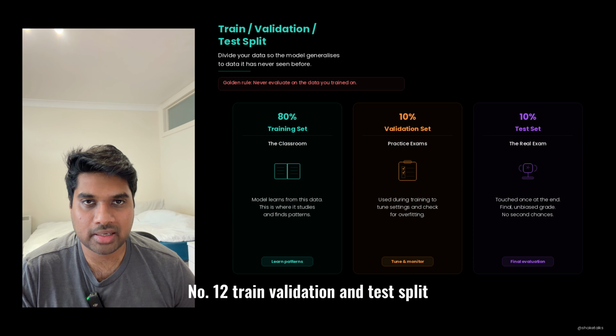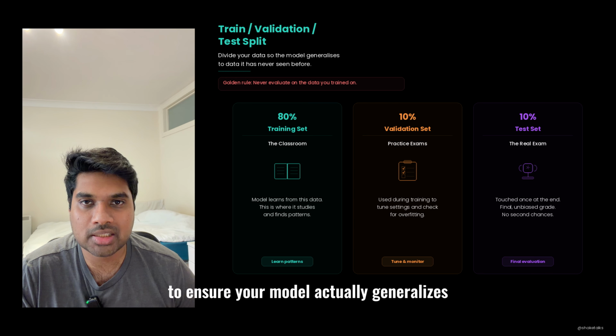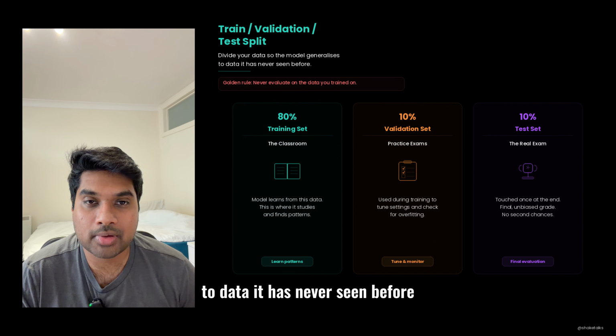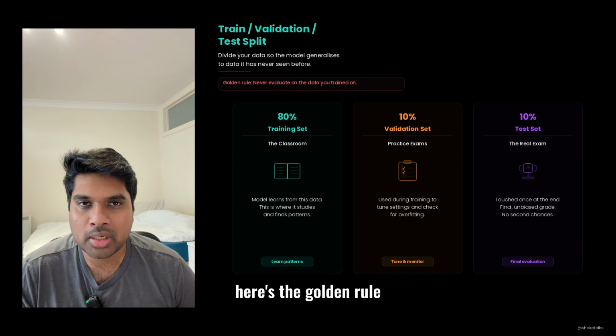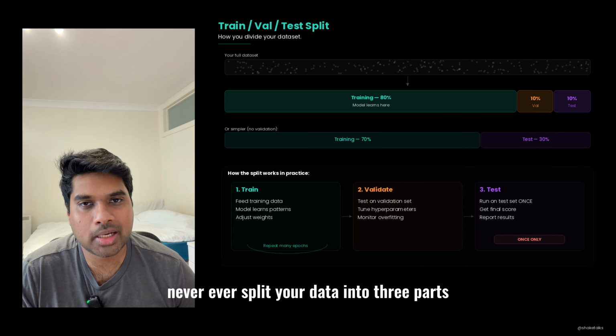Number 12, train, validation and test split. The train, validation, test split is how you divide your data to ensure your model actually generalizes to data it has never seen before. Here's the golden rule. You never evaluate a model on the same data you trained it on. Never ever. Split your data into 3 parts.